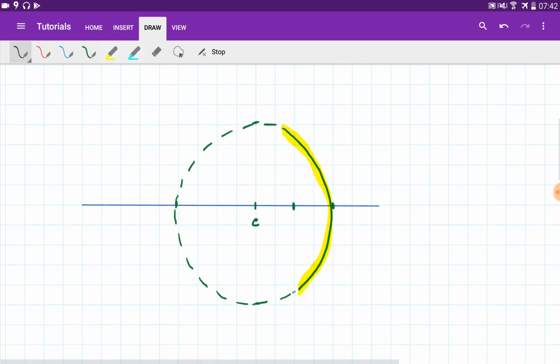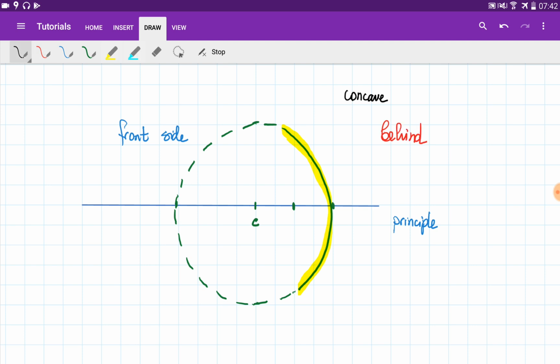So let's first of all define the notations. Here we're given a mirror. This mirror is going to be a concave mirror. For this structure, we are going to define this line as the principal line. All the things here are going to be called the front side, and everything here is going to be called the behind, front and behind. This is important because every item on the front side is going to be positive, and every item on the behind is going to be negative.